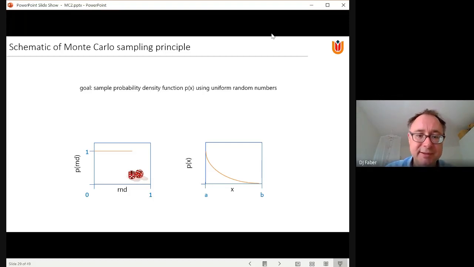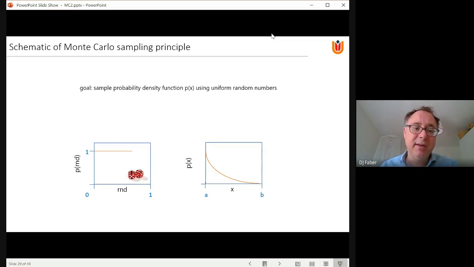So you see 2 graphs now here. The goal is to sample a probability density function p of x that is schematically drawn in the right-hand graph. So it has some interval from a to b, and it's a true probability density function. So it is normalized on that interval. That is where we want to generate. We want to generate random numbers in such a way that when we calculate a histogram of these random numbers, then it will satisfy this p of x.